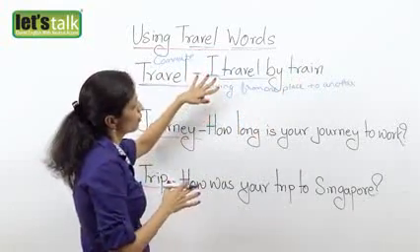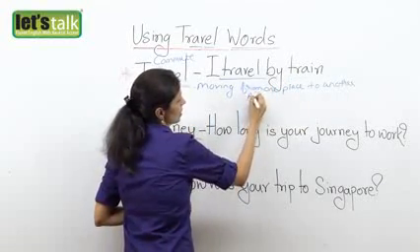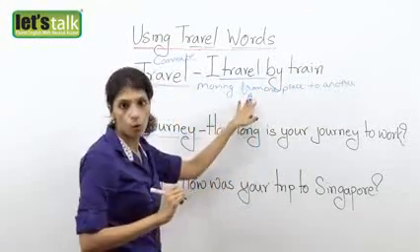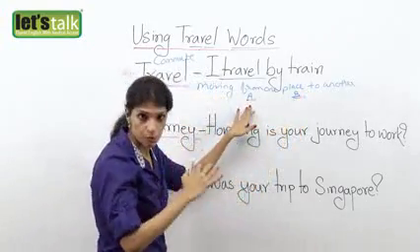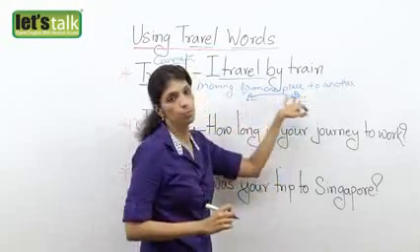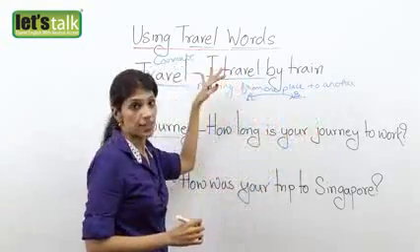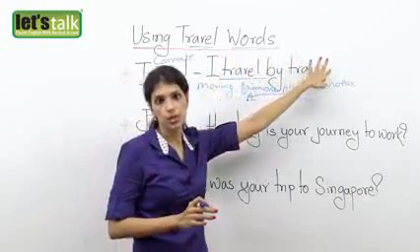So when we talk about moving from one place to another, supposing you're at point A, okay, that's home, and you go to work, that's point B. So your movement from point A to B is your travel. So I travel by train. So it means you're moving from one place to another.